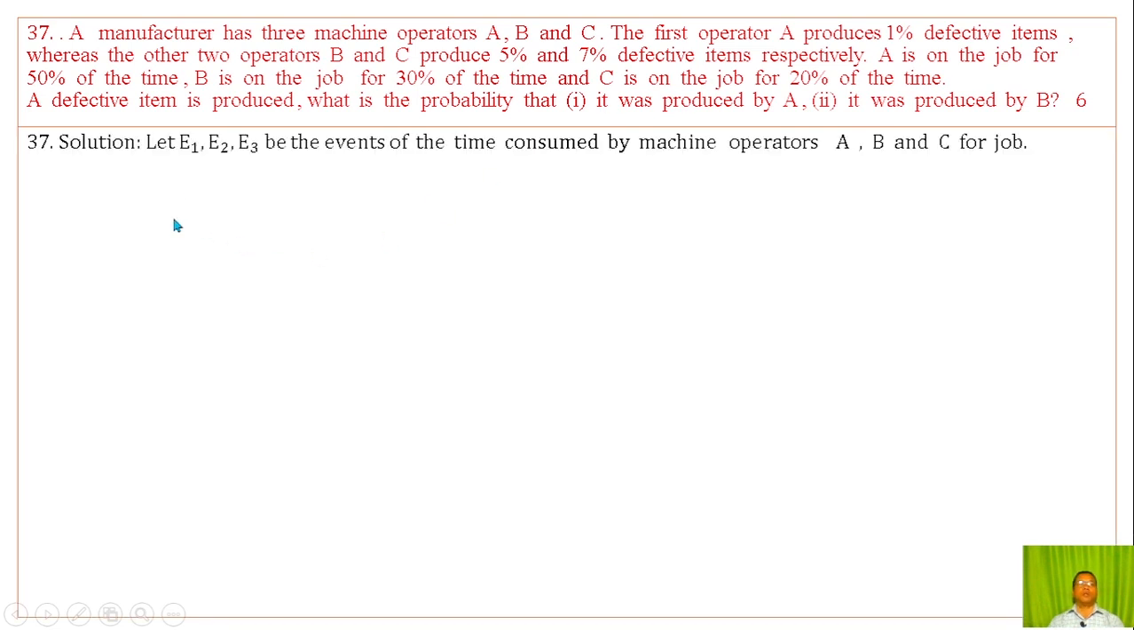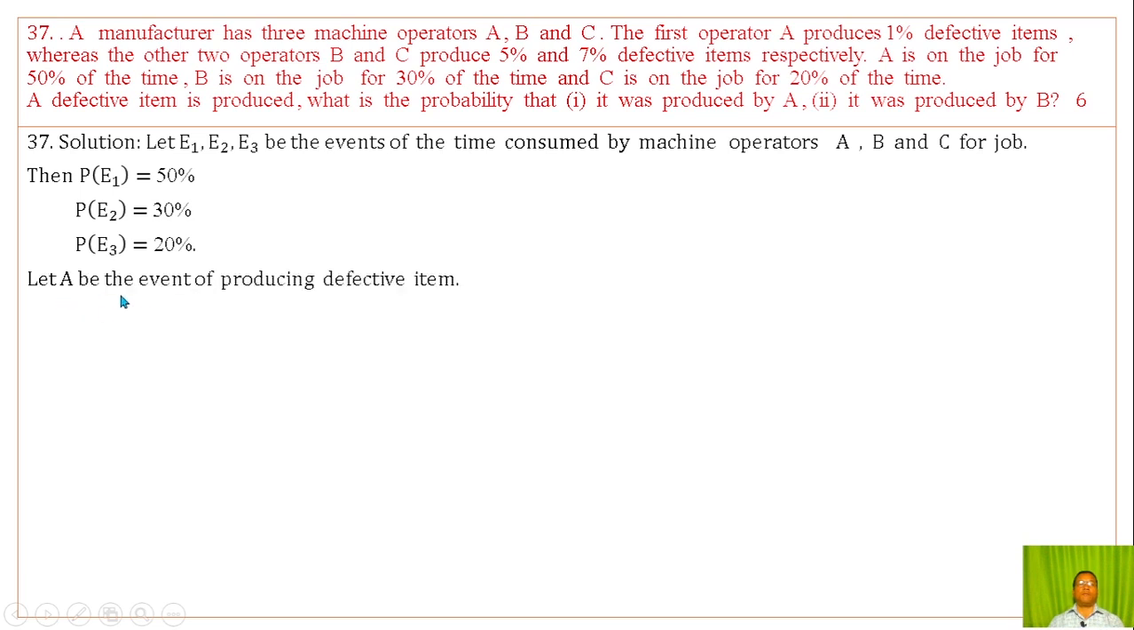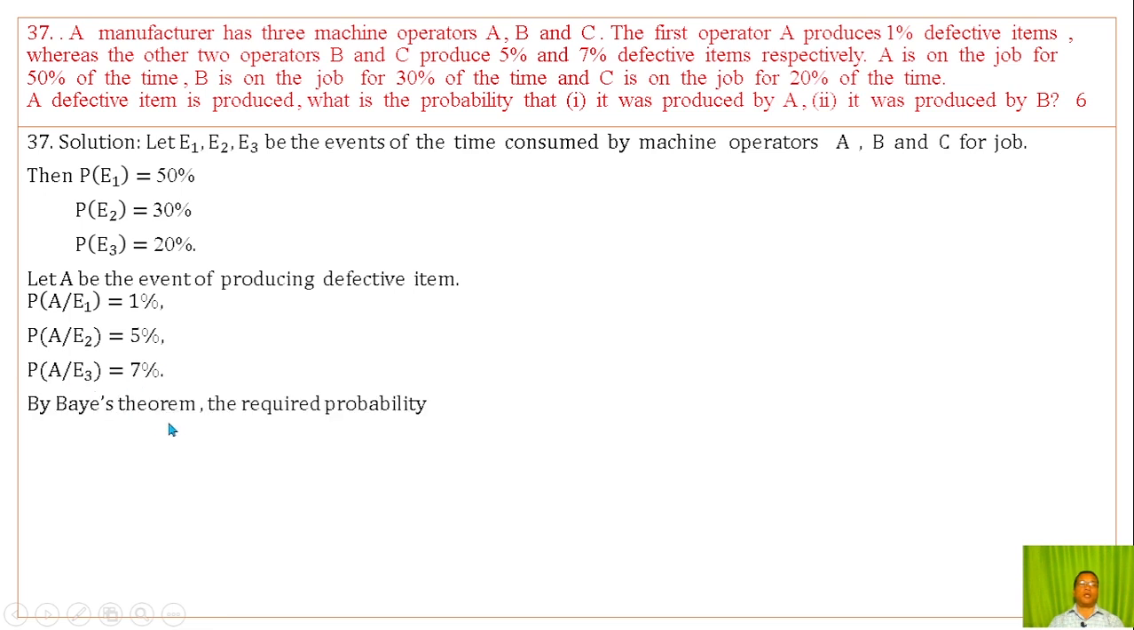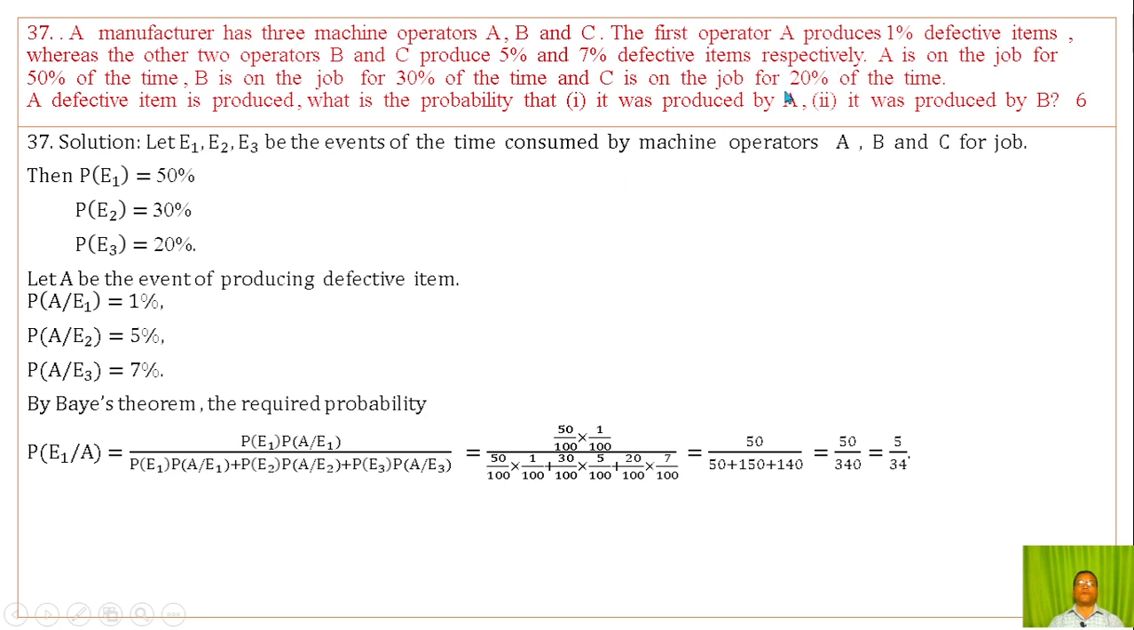6 marks. Let E1, E2, E3 be the events of the time consumed by machine operators A, B, and C for the job. Then P of E1 is 50%, P of E2 is 30%, P of E3 is 20%. Let A be the event of producing a defective item. Then P of A given E1 is 1%, P of A given E2 is 5%, P of A given E3 is 7%. By Bayes theorem, the required probability for the first, produced by A, is P of E1 given A, which is equal to this. Putting their respective values and simplifying, we get 5 by 34.